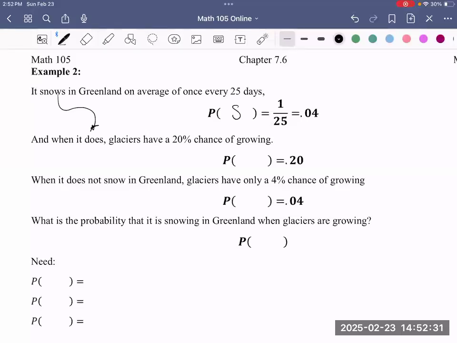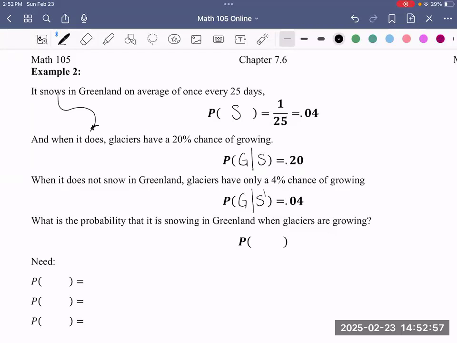Now, when they're saying that, when it does snow, so snow is occurring, glaciers have a 20% chance of growing. So what is taking place right here, right now? Well, it's snowing, and therefore we want to know, okay, what are the chances that it's growing? That is going to be at 20%. Now, when it does not snow, so we know automatically when it's not snowing, that is occurring right here. Glaciers only have a 4% chance of growing.